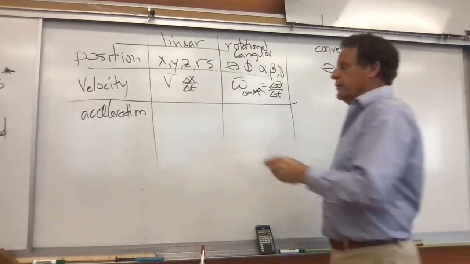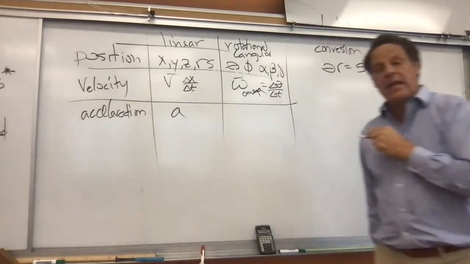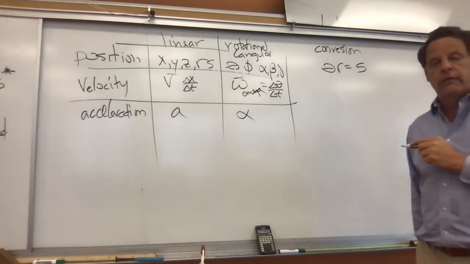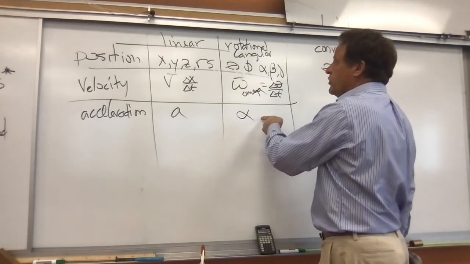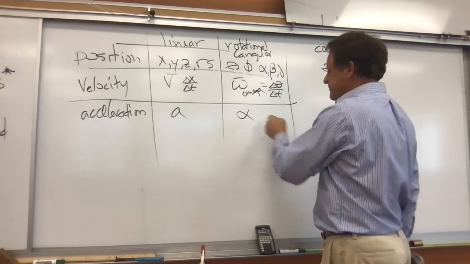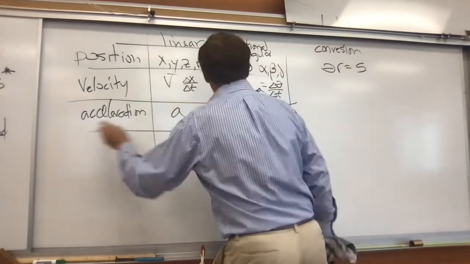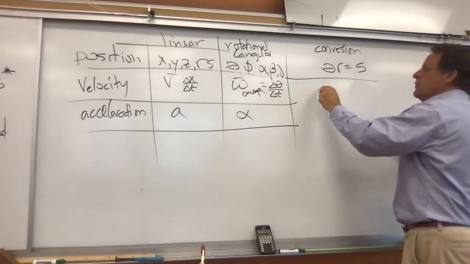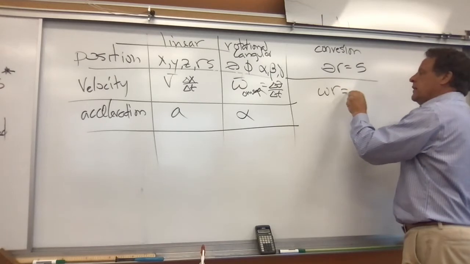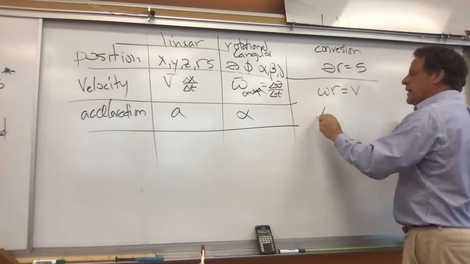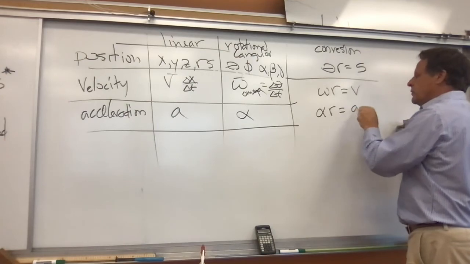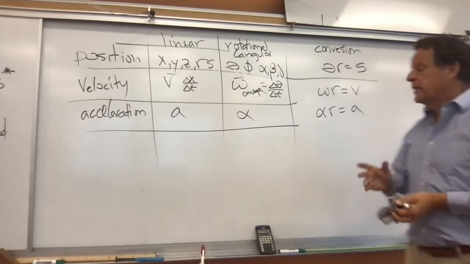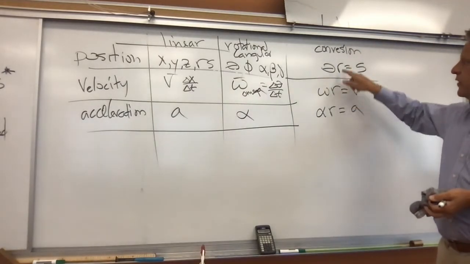For acceleration, obviously, we're going to use a for linear acceleration, and we're going to use alpha for rotational or angular acceleration. And in the same way, if we're going to convert from one to another, we can say omega r is equal to v, and we can say alpha r is equal to a. So we can have both rotational and linear quantities, and their relationship is a function of r.